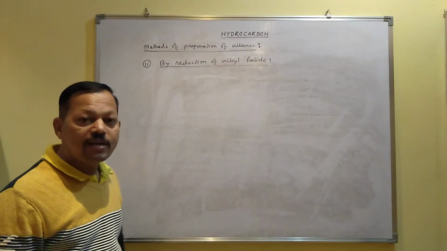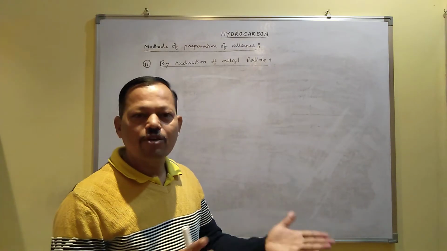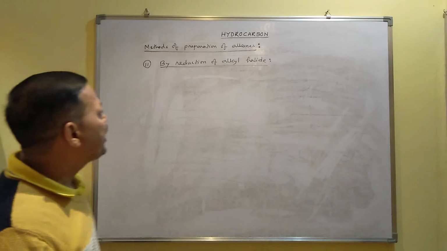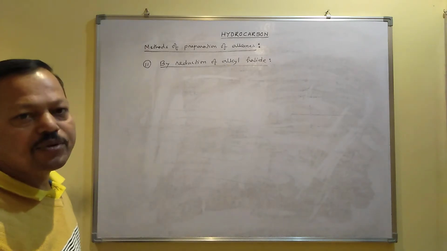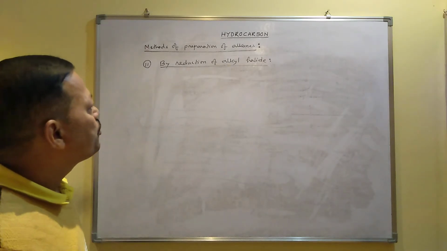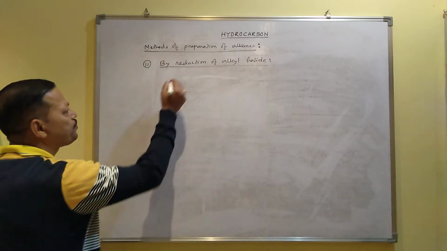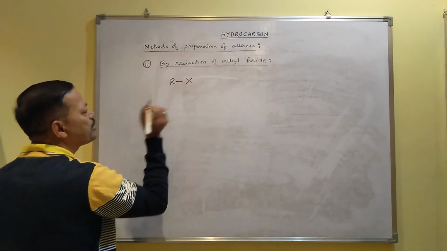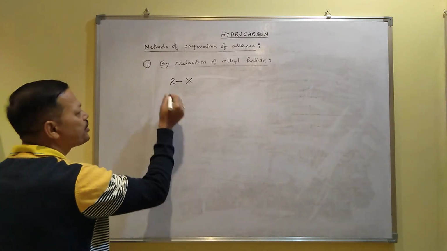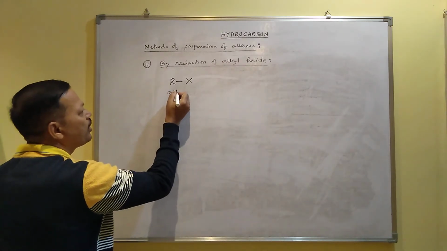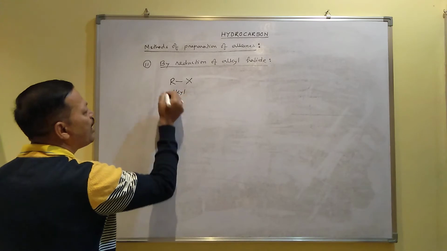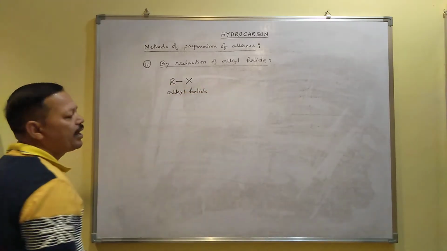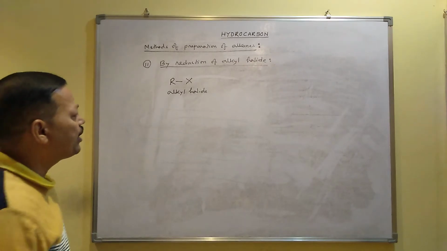So what is reduction? As you know, oxidation means addition of oxygen and reduction means addition of hydrogen. So by adding hydrogen with alkyl halide, you can prepare your alkane. For example, this is the general formula of haloalkane. When alkyl group combines with halogen, then the compound is called alkyl halide. R is called alkyl group, X is halogen. This is called alkyl halide, or they are also called haloalkane.